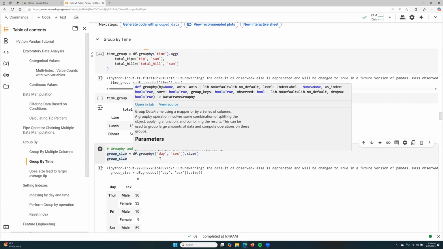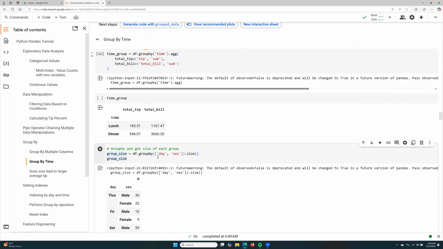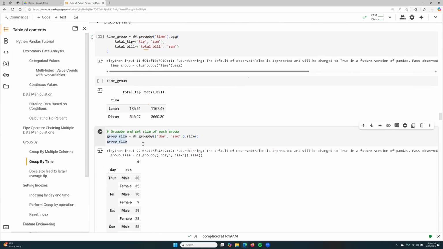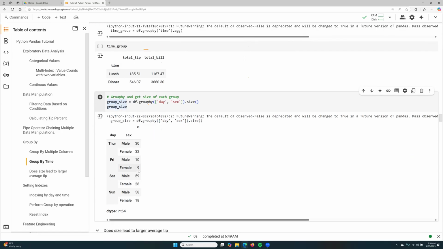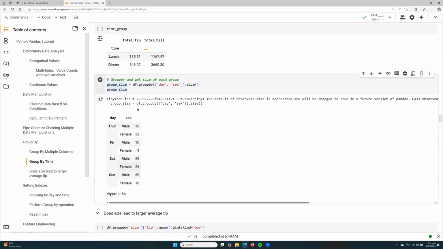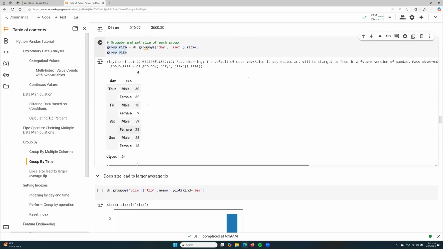How about group by day and sex and how many people there are? So if we do that, we get this. And we could see that the numbers aren't that disparate, except maybe on Saturdays and Sundays where it's predominantly male. Thursday, Friday, there's not that big of a difference, but when you get to Saturday, the male patrons jump versus the female patrons.